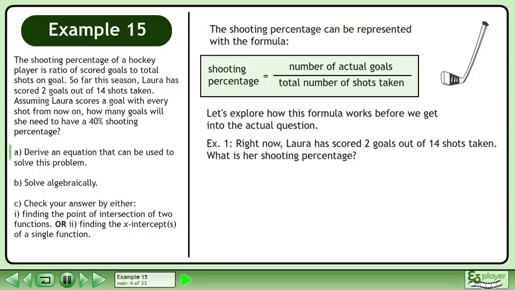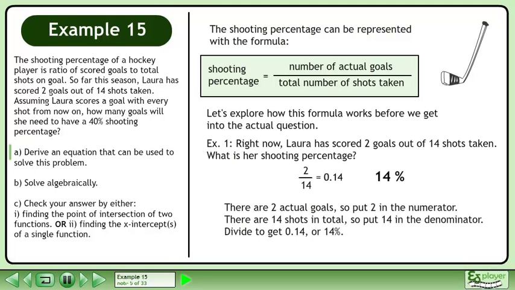Right now, Laura has scored 2 goals out of 14 shots taken. What is her shooting percentage? There are 2 actual goals, so put 2 in the numerator. There are 14 shots in total, so put 14 in the denominator. Divide to get 0.14 or 14%.